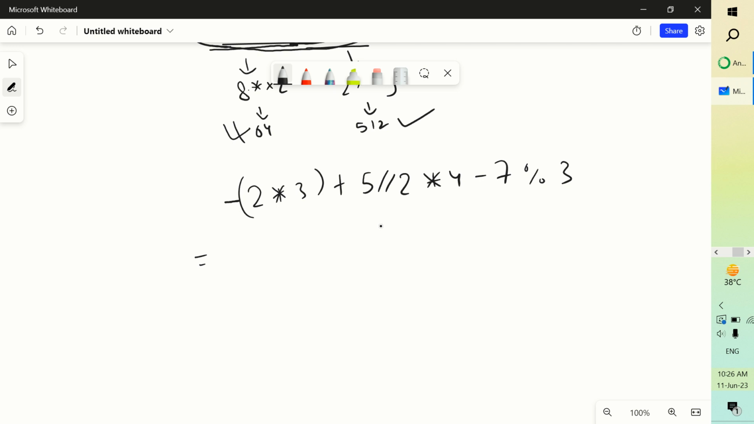So first of all the parenthesis will get solved, so 2 times 3 is 6. After coming out of the parenthesis, we have a negation operator, so this will become minus 6 plus 5 integer division 2 times 4 minus 7 modulo 3. Then we saw that multiplication, integer division and modulo all solve at the same level.